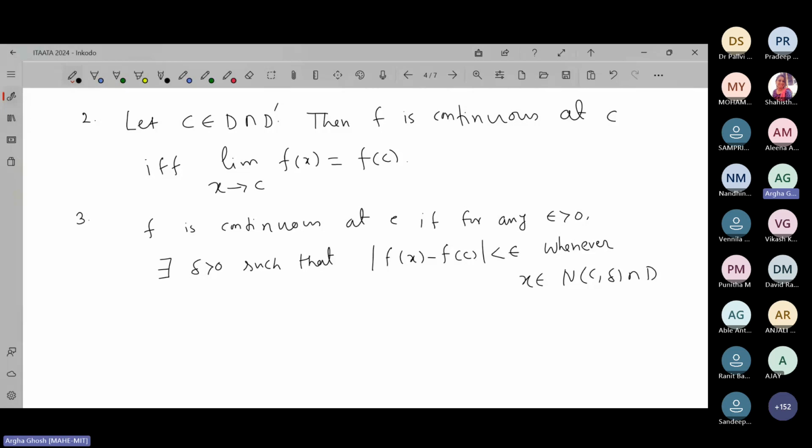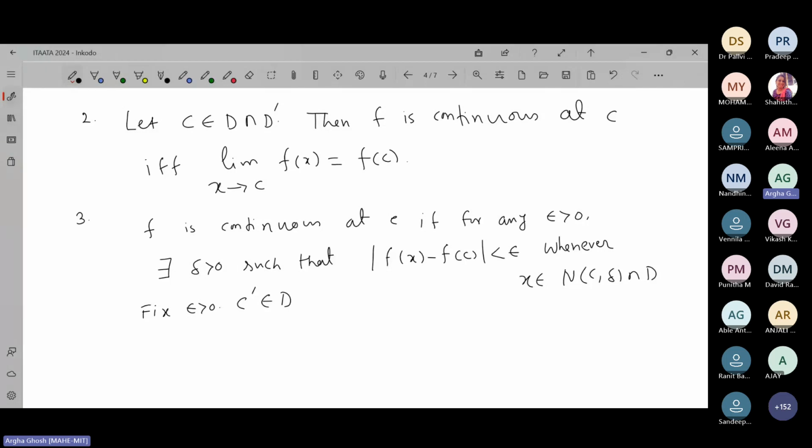Now fix an epsilon. I will change the point C to some other point C dash. Let's take C dash to be another point of the set D, with the same epsilon, and assume that f is continuous at the same point C dash. Then this delta might not work for the same C dash.